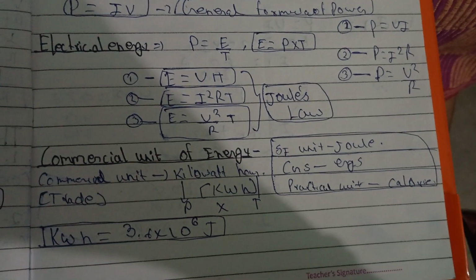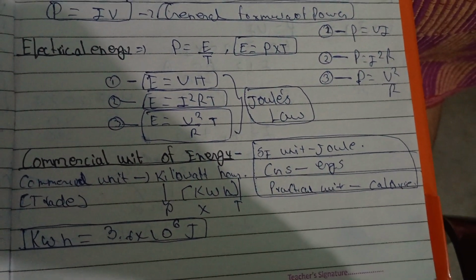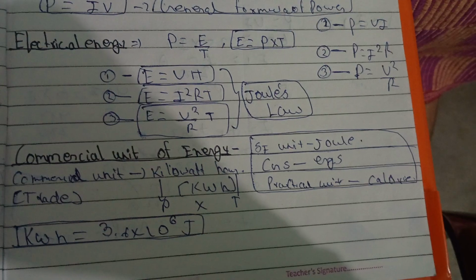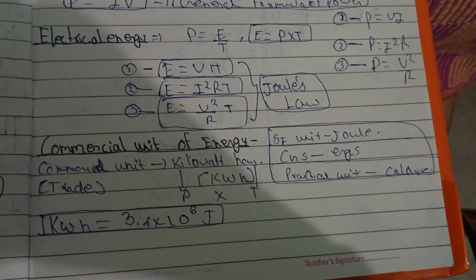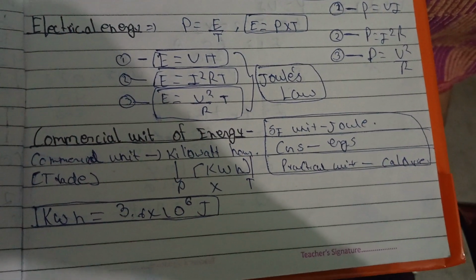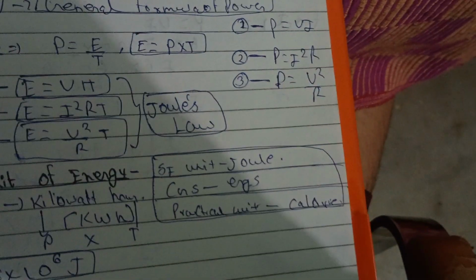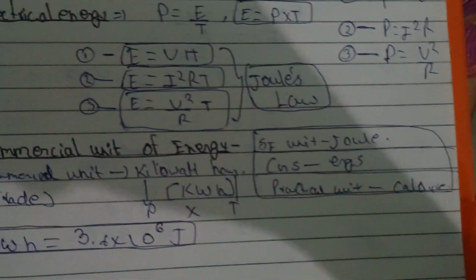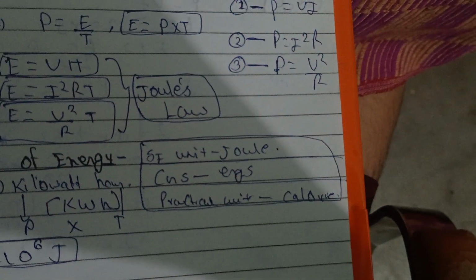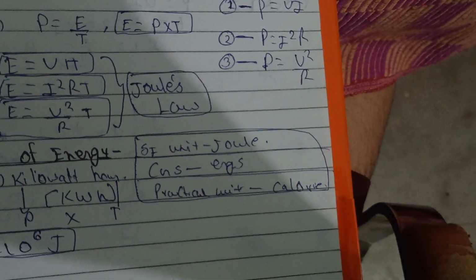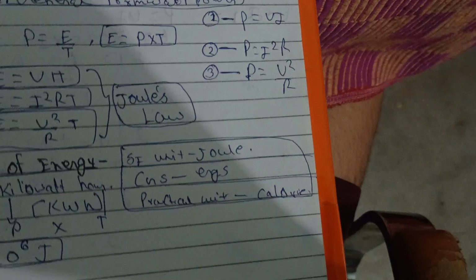The common unit of energy is the commercial unit, kilowatt hour, kWh, which is used in trade. One kilowatt hour is equal to 3.6 into 10 to the power 6 joule. The SI unit of energy is joule, and the practical unit is calorie. There are some numericals, you can see that.